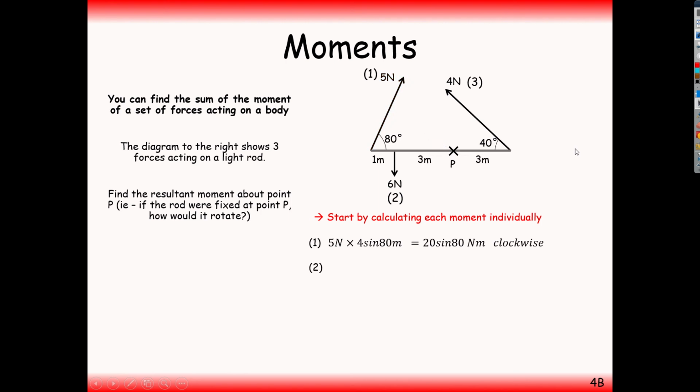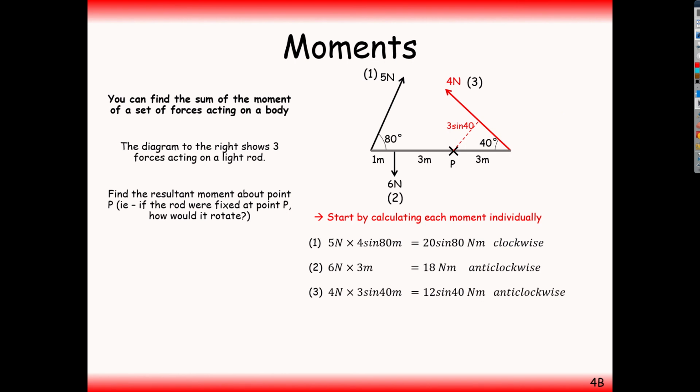Okay, moment number 2 is the easy one. It's just 6 newtons, 3 meters away, 18 Newton meters anti-clockwise. And moment number 3, a bit more trigonometry, it's 4 newtons, there's the leg, there's the perpendicular distance, it's 3 times sine 40. Times together, you get 12 sine 40 Newton meters. That one's going to be anti-clockwise as well.